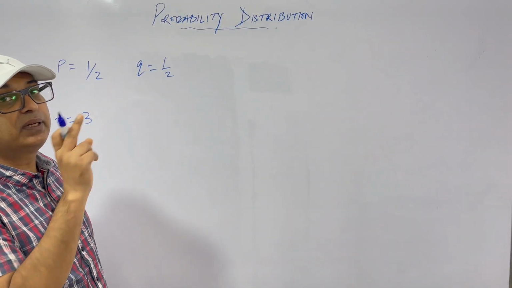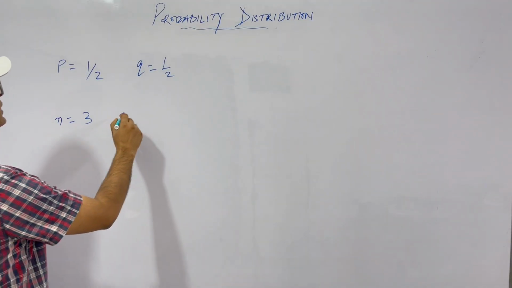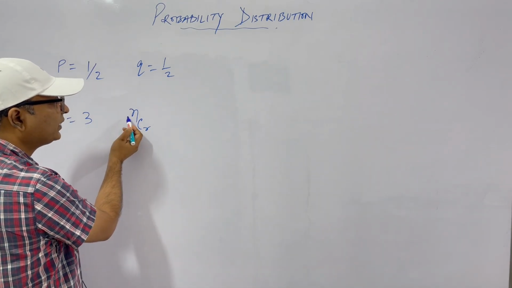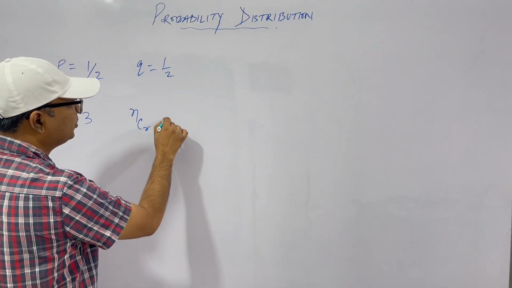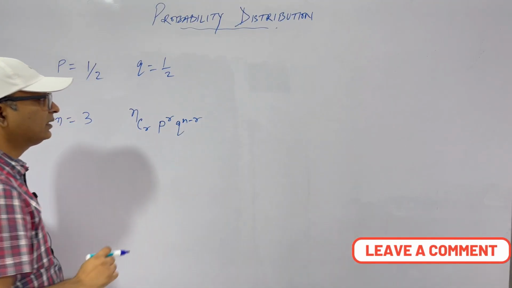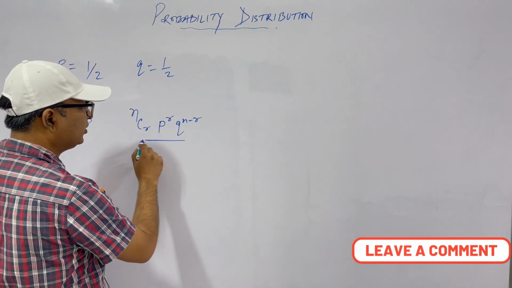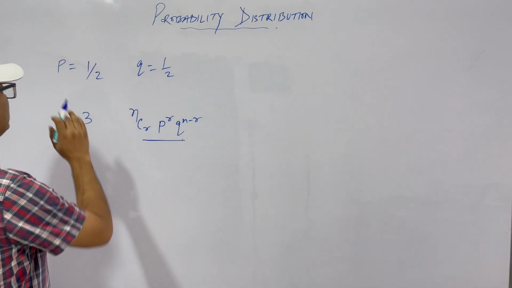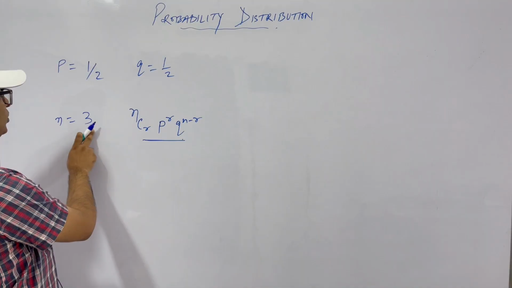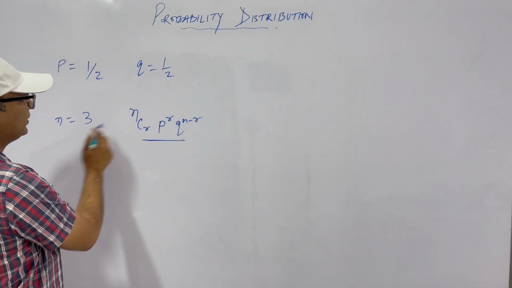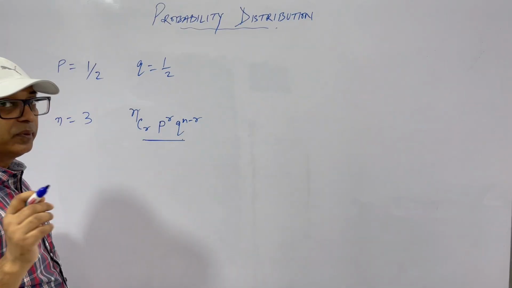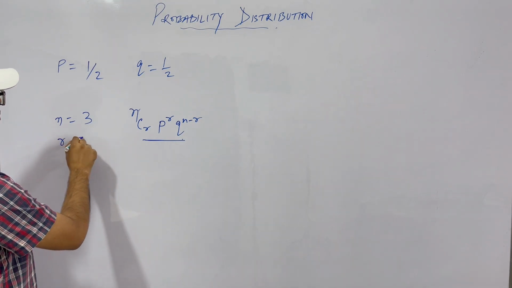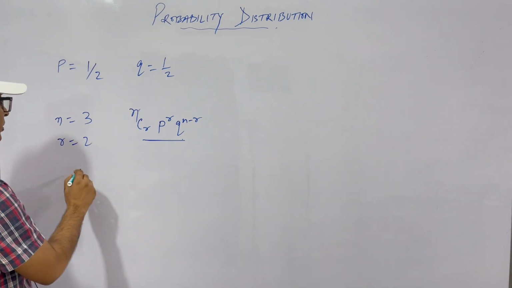We do this by the binomial theorem of probability, which states that the probability of getting exactly r number of successes out of n number of trials is nCr p to the power r q to the power n minus r. Clear? So right now what I asked is, if we toss a coin 3 number of times, that is n is 3, what is the probability of getting exactly 2 number of heads, that is r equal to 2? So this is our question.